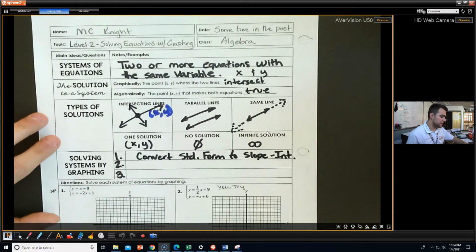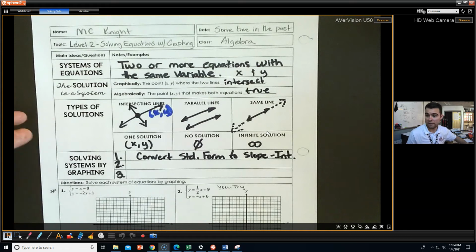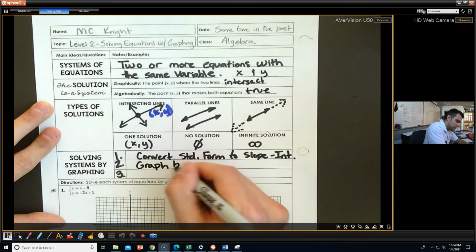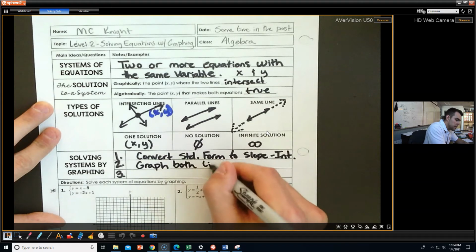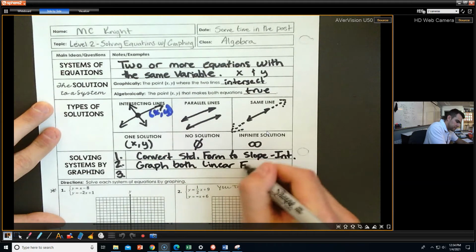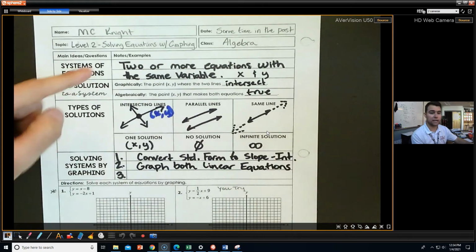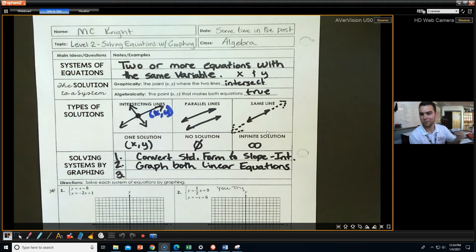The second thing is you're going to graph both linear equations. Because it's a system of equations, we're going to have 2 or more equations. We're going to be sticking with 2, okay? But it can get complicated.